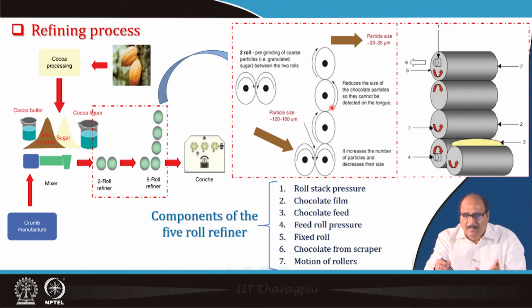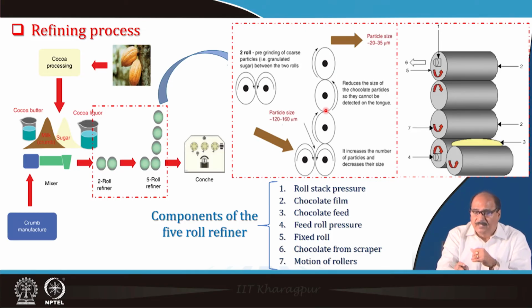The clearance between these rollers has to be adjusted by the operator depending upon the size of the particles which is to be obtained finally. So, the second, third, fourth roller, etc., reduce the size of the chocolate particles so that they cannot be detected even by the tongue. You get a completely homogeneous mass, which gives a smooth taste. Finally, in the last roller, it is taken out, and the particle size may be 20 to 35 micron.